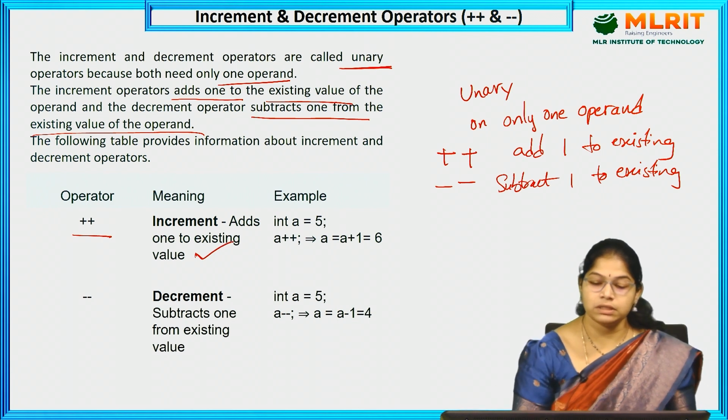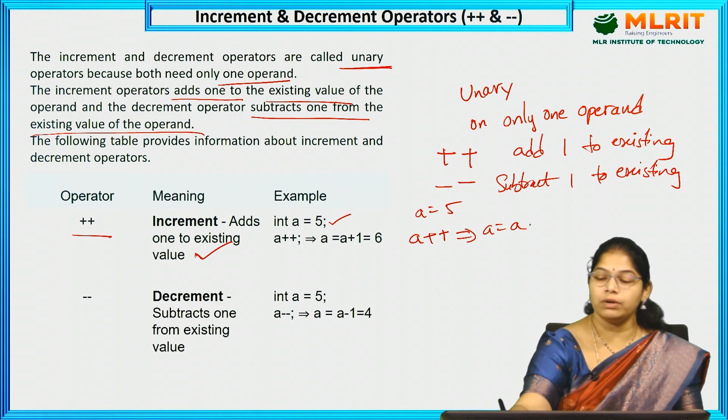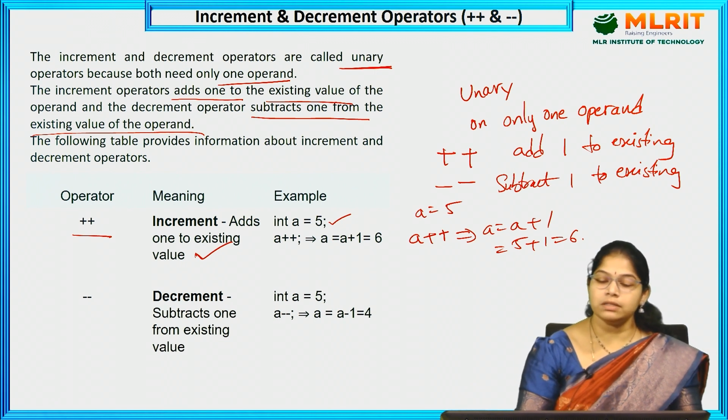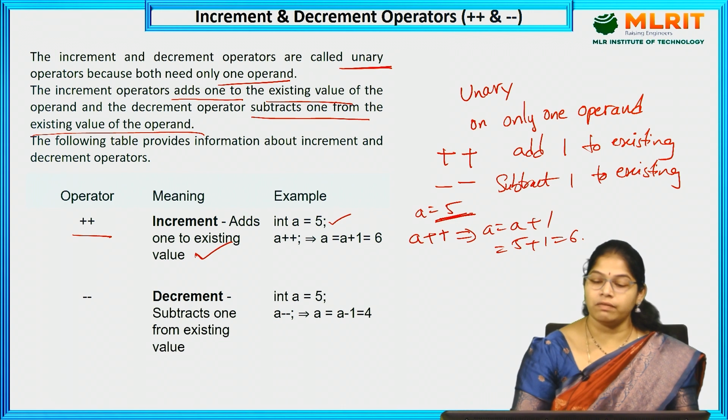Adds 1 to the existing value. Here we have A equal to 5. I am using the increment operator A plus plus, that we can write as A equal to A plus 1, where the A value is 5. So it is 6. Decrement operator subtracts 1 from the existing value.